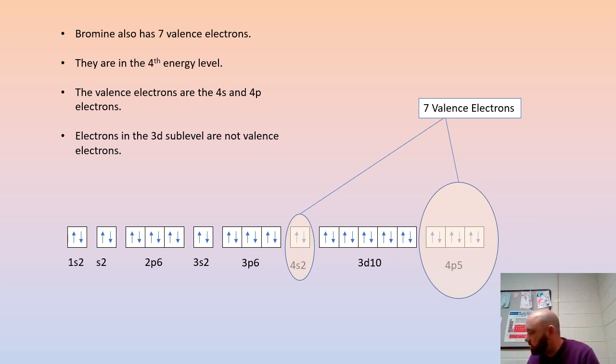there is the 3d sublevel in between the 4s and the 4p sublevel that we have. Now, that 3d sublevel is not considered the valence shell, even though it's a little bit higher in energy than the 4s sublevel. The 4th energy level is still the highest energy level in bromine, and therefore the 4th energy level is the only one that's considered the valence shell, and so bromine also has 7 valence electrons.